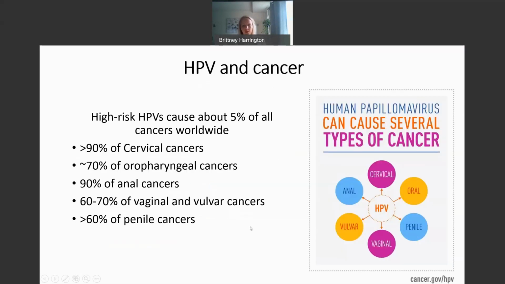So HPV is the cause of about 5% of all cancers worldwide. And while most of us are probably familiar with the cervical cancer link to HPV, it's since been found that other cancers of different types are also caused by HPV. And due to the nature of this being a sexually transmitted virus, you can get lots of different tissues infected.